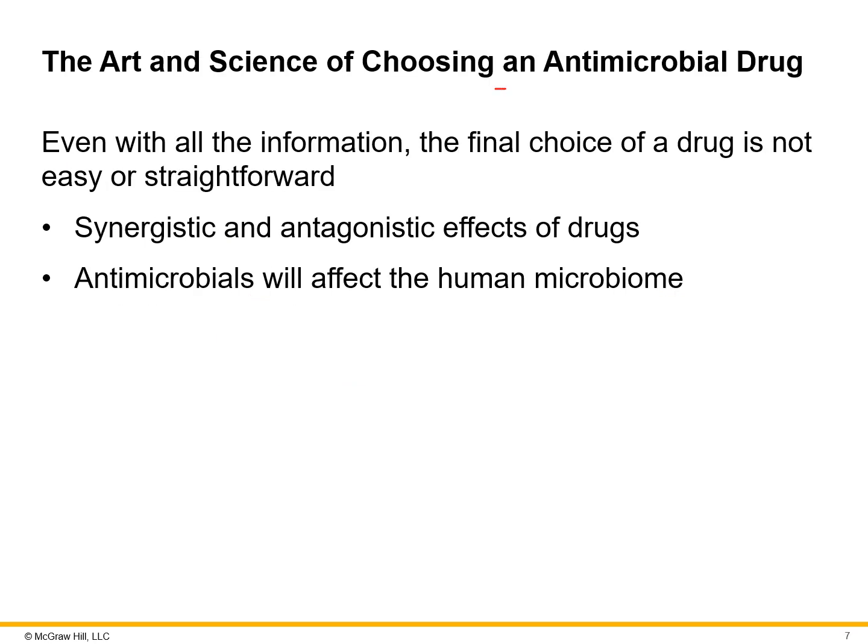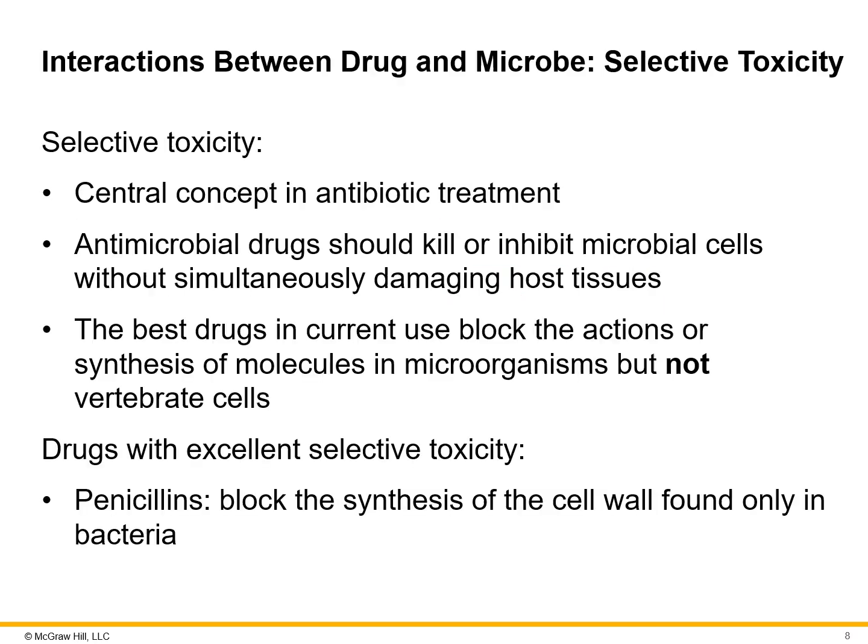So the art of choosing this, even though we have all of that information, the final choice isn't always straightforward. We have to think about synergistic and antagonistic effects of drugs. If multiple drugs are being used, or if the patient's on other drugs, are they working together or are they offsetting each other? And also a big one is how they affect the human microbiome. Again, how does it affect all the good bacteria, all the other microbes that naturally inhabit the patient?